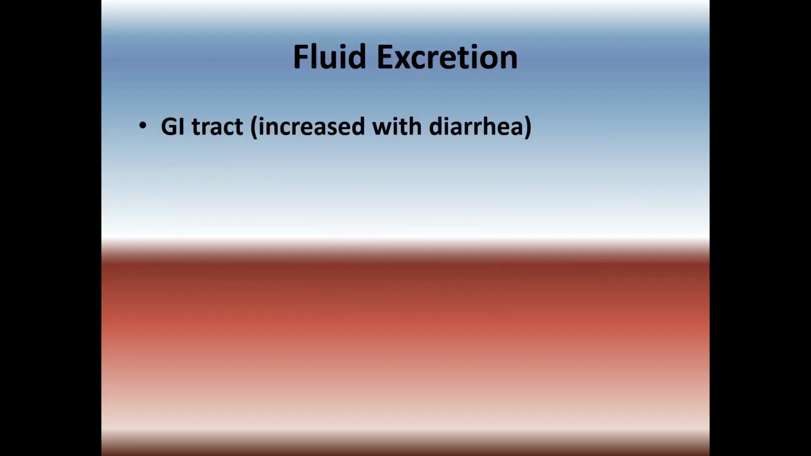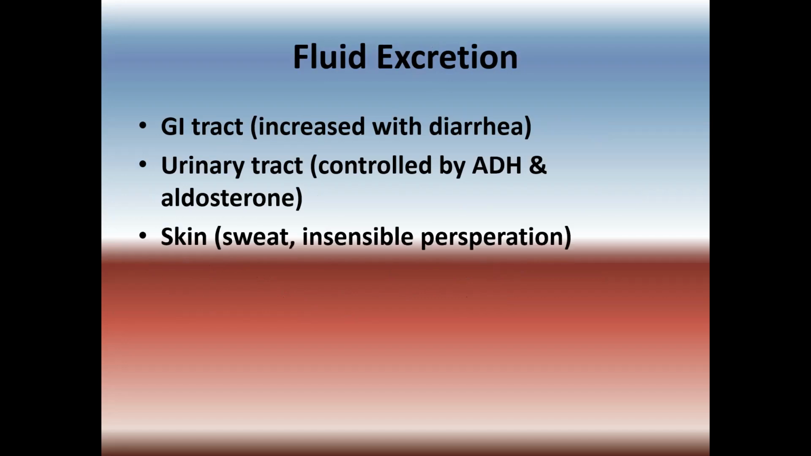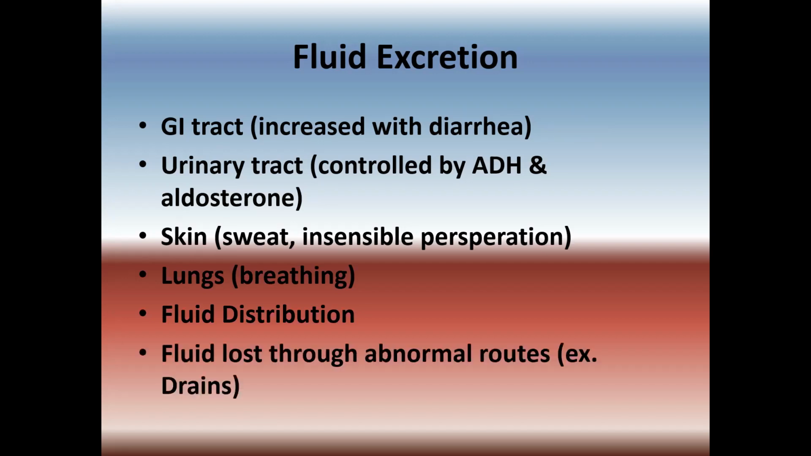How do we excrete water? Well, through our GI tract. Keep in mind that if you have diarrhea, that fluid excretion is going to be increased. Via the urinary tract, and that's controlled by the antidiuretic hormone and aldosterone system. We lose fluid through our skin when we sweat. We lose a certain amount of fluid every day, even if we don't have any visible sweat. We call that insensible perspiration. And when we breathe, we lose some water every time we breathe.